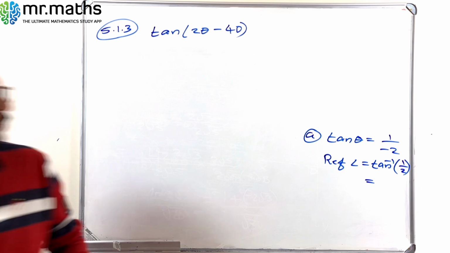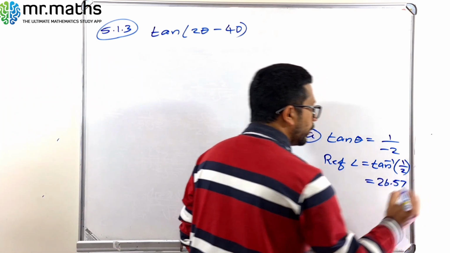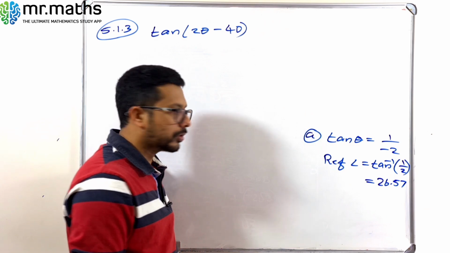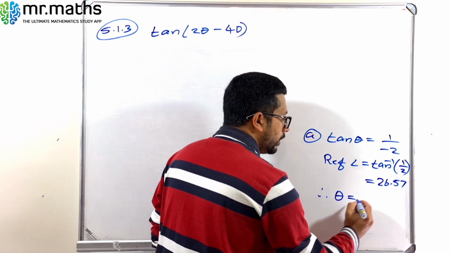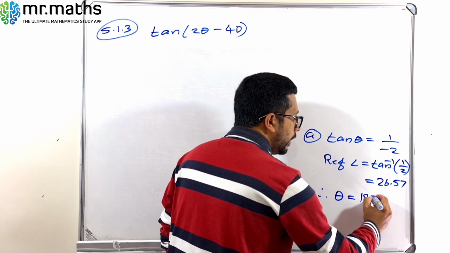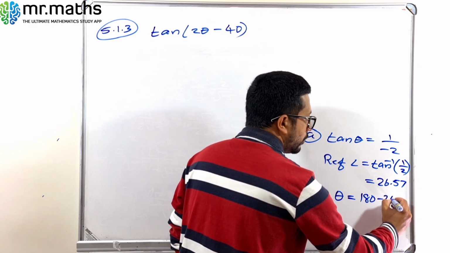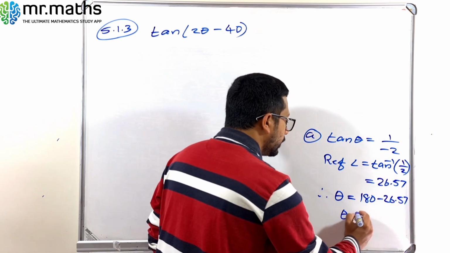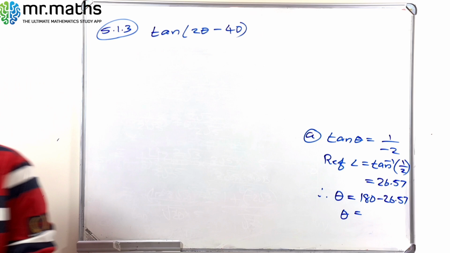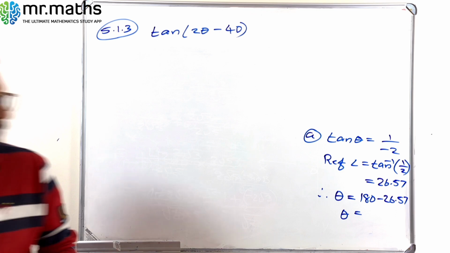26.57, that is the reference angle. So how can you find theta now? Therefore theta is equal to 180 minus the reference angle. The reference angle is 26.57, so check in your calculator what is the answer for 180 minus 26.57. It is 153.43.